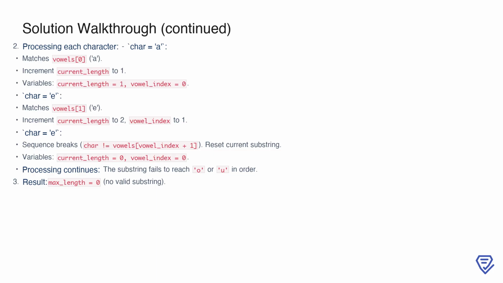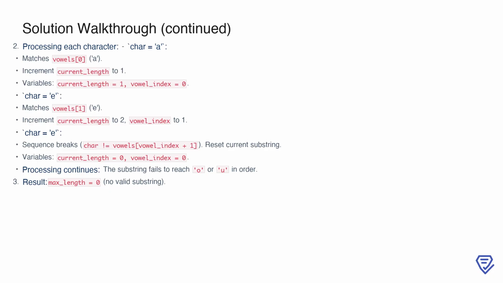The first character matches the first vowel in the sequence, so we increment current_length to 1 while keeping vowel_index at 0. The next character matches the second vowel in the sequence, so we increment current_length to 2 and advance vowel_index to 1. However, the subsequent character does not match the next expected vowel in the sequence, which is I. This breaks the sequence, so we reset both current_length and vowel_index to 0.